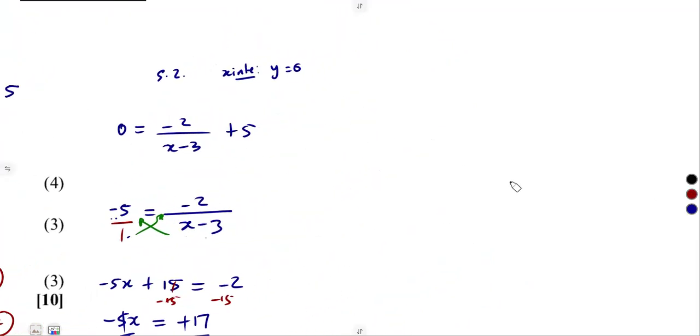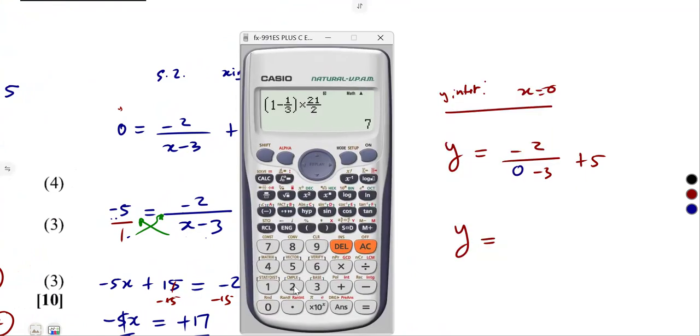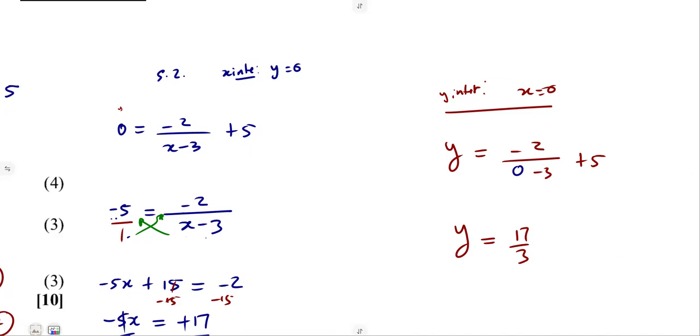Then the y-intercept can be calculated where x is equal to 0. y is equal to what? We just substitute: -2 over (0 - 3) + 5. So that's 2 over 3 plus 5, or you can just use your calculator at once. You're going to have 17 over 3. That's our y-intercept. x is 0, y is 17 over 3, as a point (x, y).